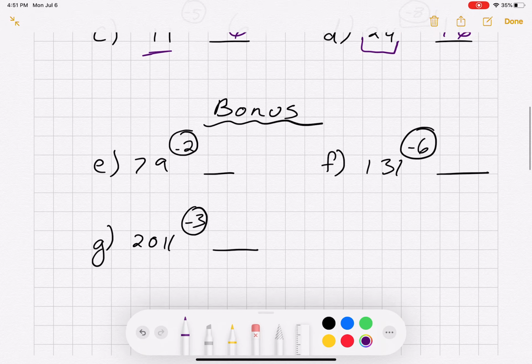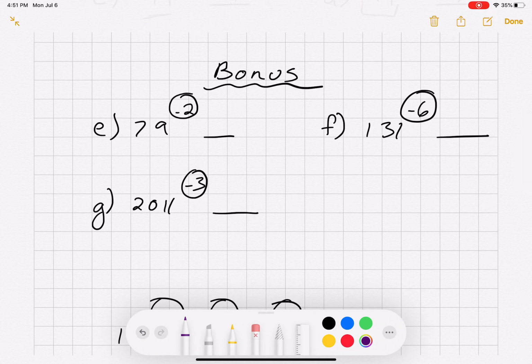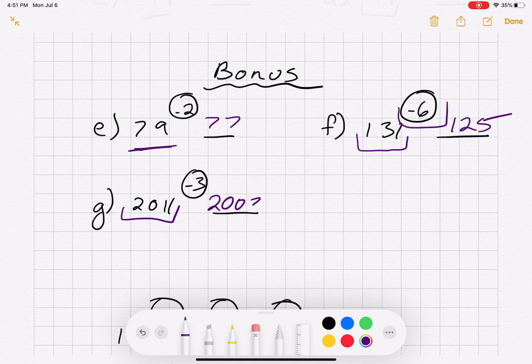Okay, so just give these bonus questions a quick try and pause the video. So if I have 79, I'm going to take away 2. So 79, 78, 77. Okay, and now I have 131, and I'm going to take away 6, right? So 131, 130, 129, 128, 127, 126, 125. And now I have 2011. And so I had 2011, 10, 9, 8. So it's 2008.